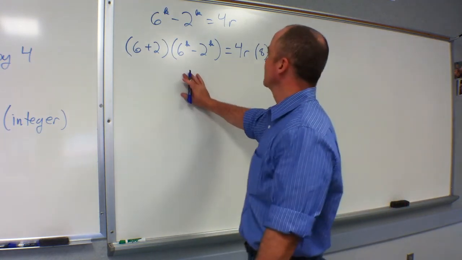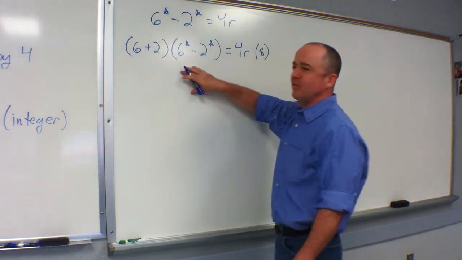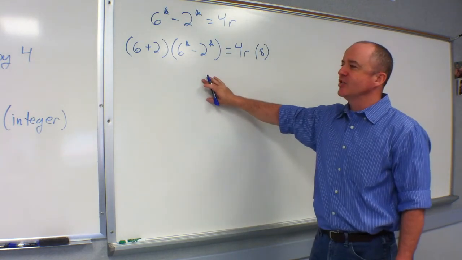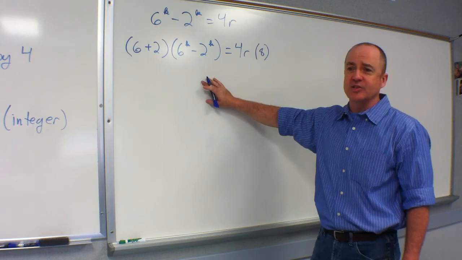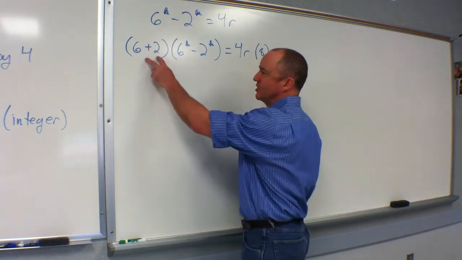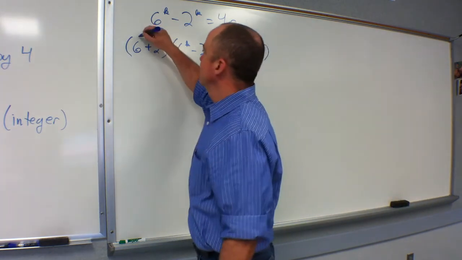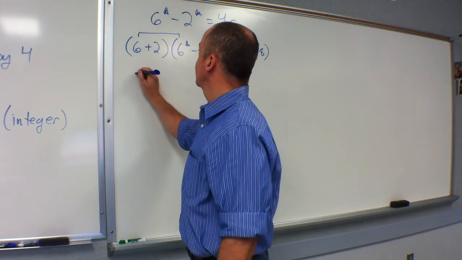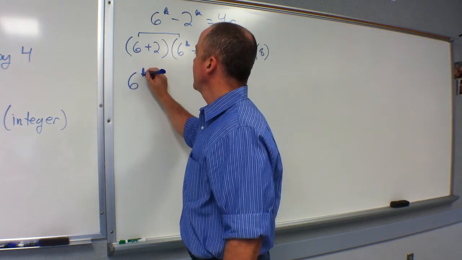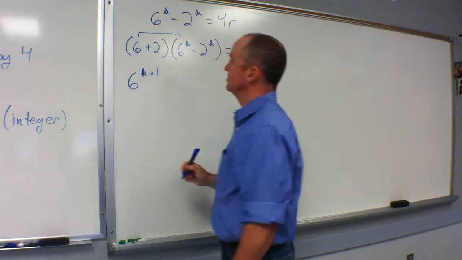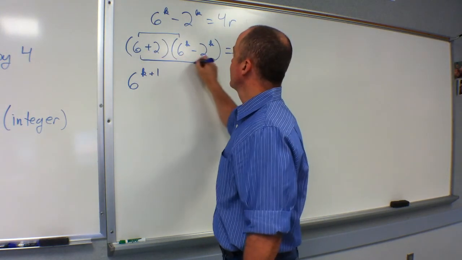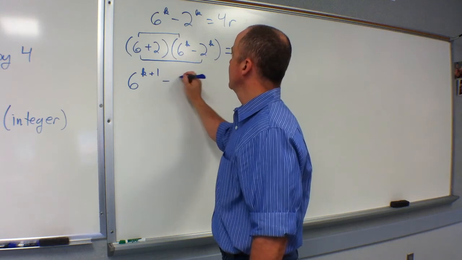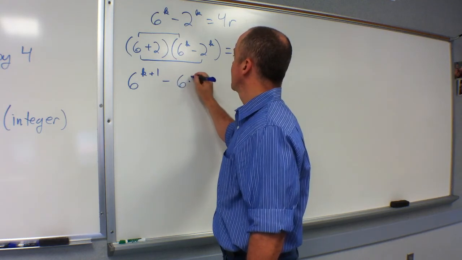Okay, so there's something else. Anyway, here I have to FOIL. And I'm not just going to get 6 to the k plus 1 minus 2 to the k plus 1. I'm going to get something else. But I had to pick 6 plus 2 because I needed 6 times 6 to the k to get me 6 to the k plus 1. My outer will get me minus 6 times 2 to the k.